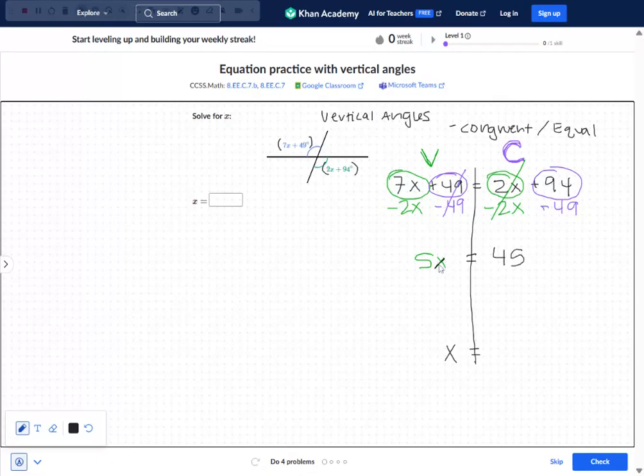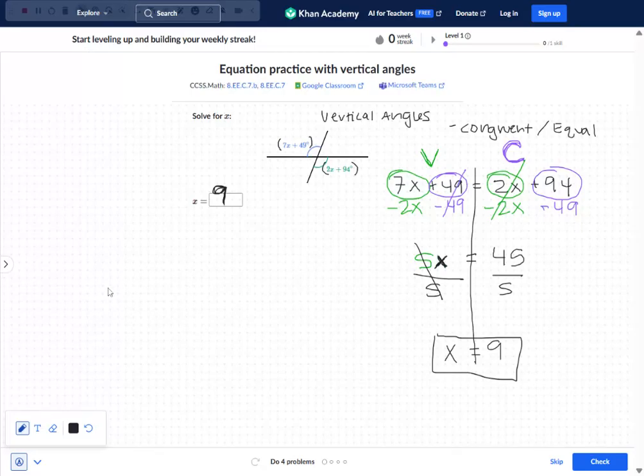Our goal is to get x by itself. One-step equations, we've got this. We've got this coefficient, so we've got to move it over. How do we do it? Inverse. We're going to divide both sides by 5. 5 goes into 45 9 times, so x should equal just 9. Notice that they're not asking us for the measure of that angle. If they did, we would start by solving for x like this, and then we would plug it back in to figure out what the angle measurement is.